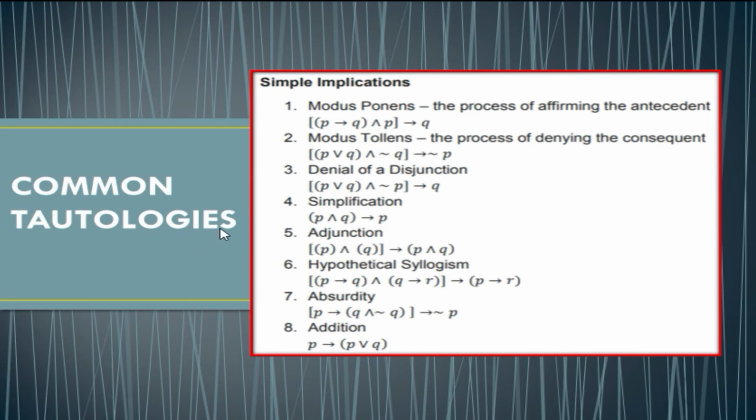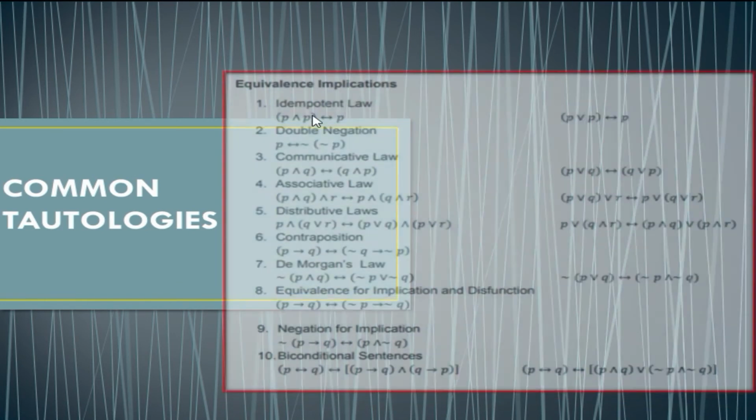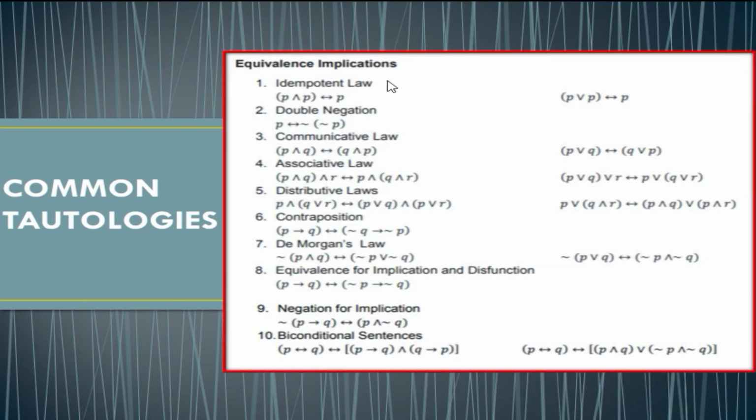Aside from that, we also have equivalence implications or equivalence conditions. The first one is very common, the idempotent law. We have from the first one here, P and P, if and only if P, that means P or P, if and only if P, that is idempotent law. The second is double negation. So, P if and only if the negation of not P.